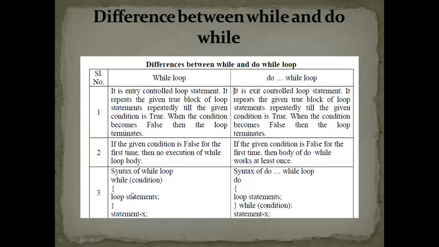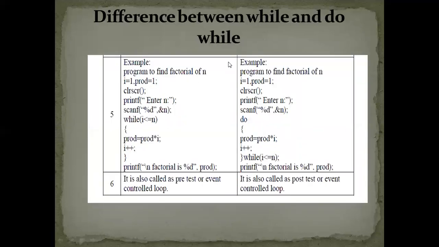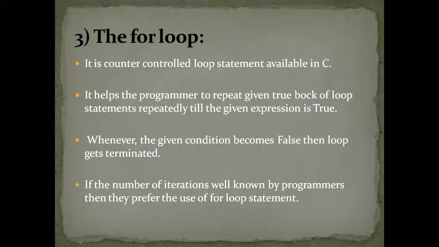Third difference, syntax, we have gone through. This is the syntax for the while loop and this is the syntax for the do while loop. Example, we have gone through, or you can take any example. You can write any one example for the while loop and the do while loop. Here we have taken the program to find the factorial of n for the while loop, and this is the program to find the factorial of n for the do while loop. Then one more difference is that while is also called a pre-test or entry control loop, and do while is also called a post-test or exit control loop. Understood this difference?